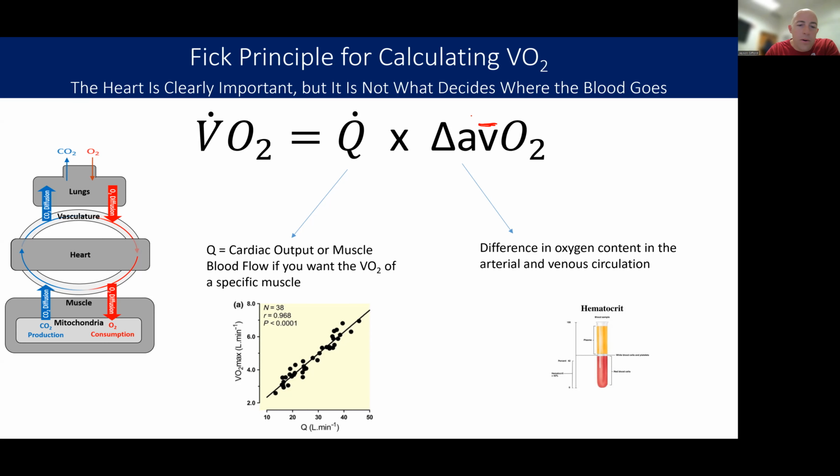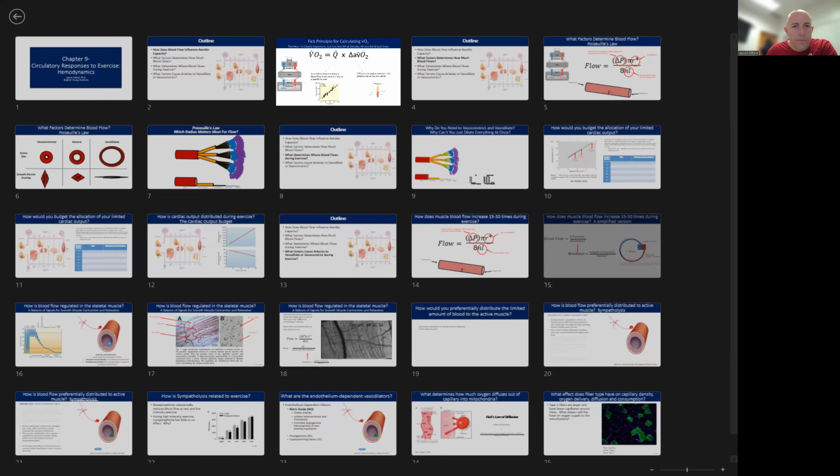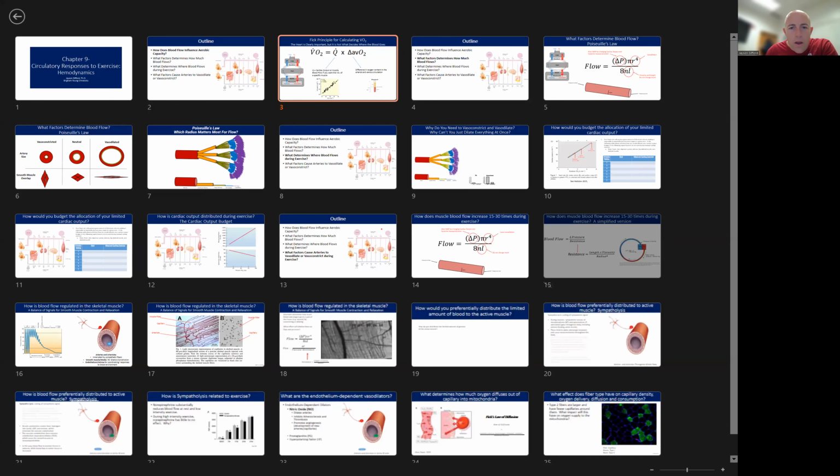So your cardiac output, how much blood your heart pumps every minute, is very strongly related to your VO2 max. The higher your cardiac output, the odds are that you'll have a higher VO2 max. And that's what's illustrated in this diagram right here. Extremely tight relationship.